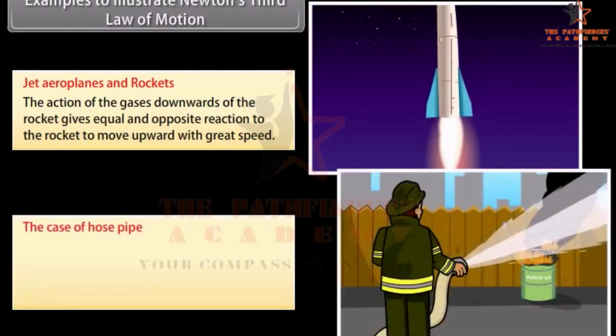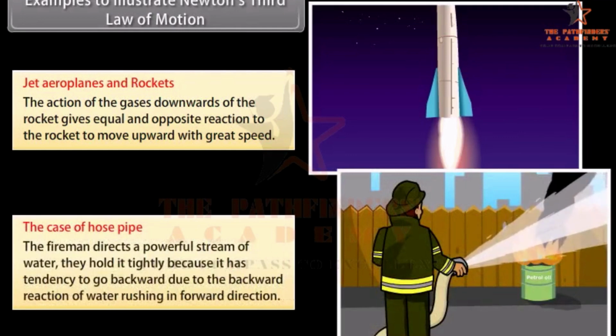The case of hose pipe. The fireman directs a powerful stream of water. They hold it tightly because it has tendency to go backward due to the backward reaction of water rushing in forward direction.